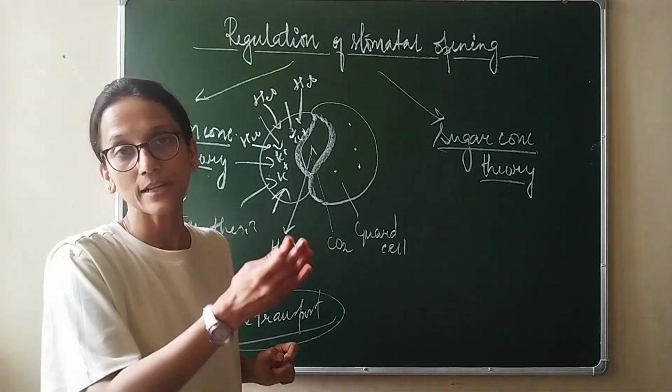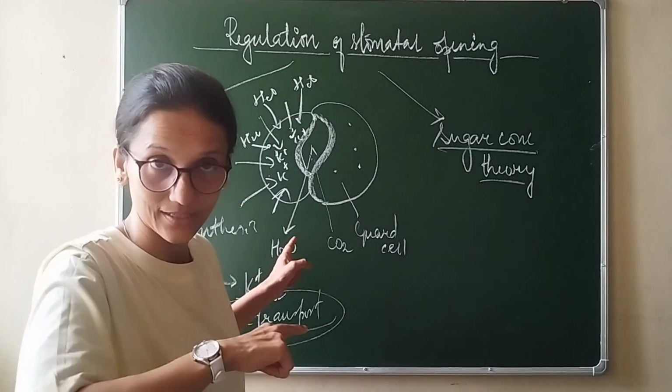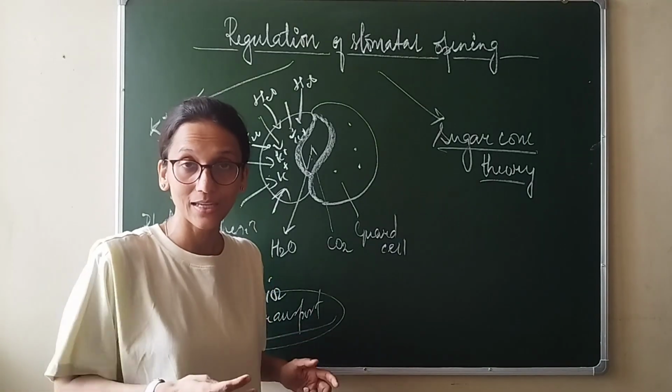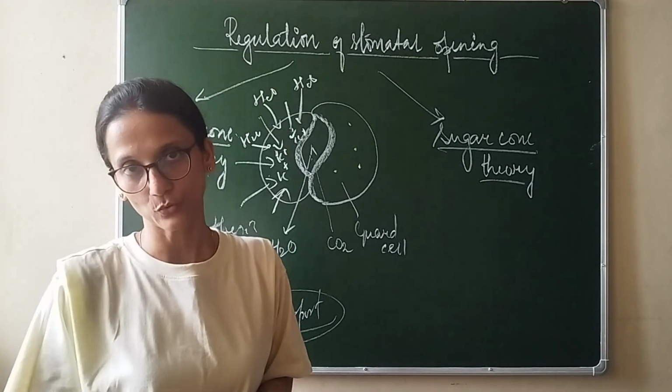Through the stoma carbon dioxide enters, and इस carbon dioxide के entry के साथ this plant cell also loses water in the form of water vapor. That is why we say that transpiration is the price which is paid by the plant cell to perform photosynthesis.